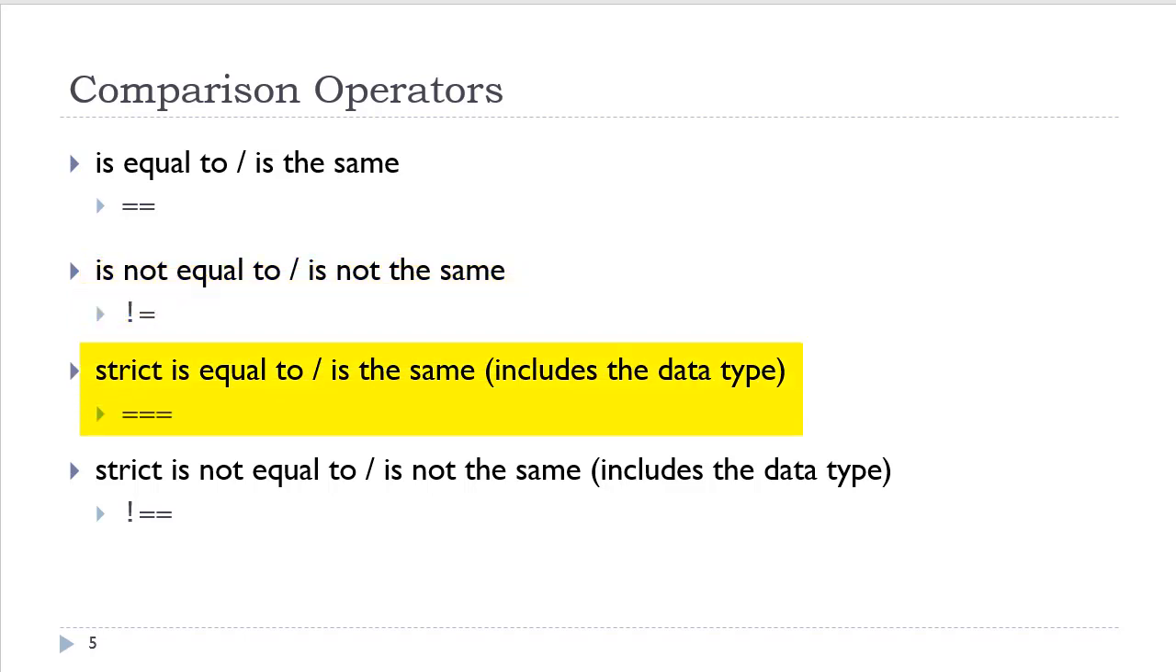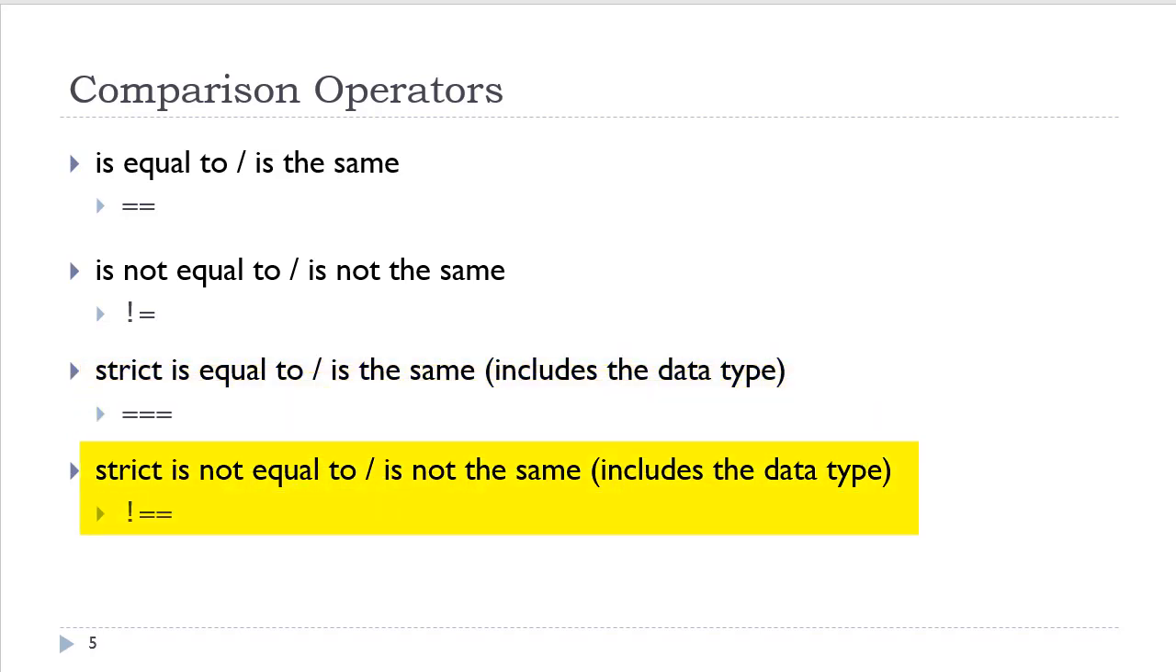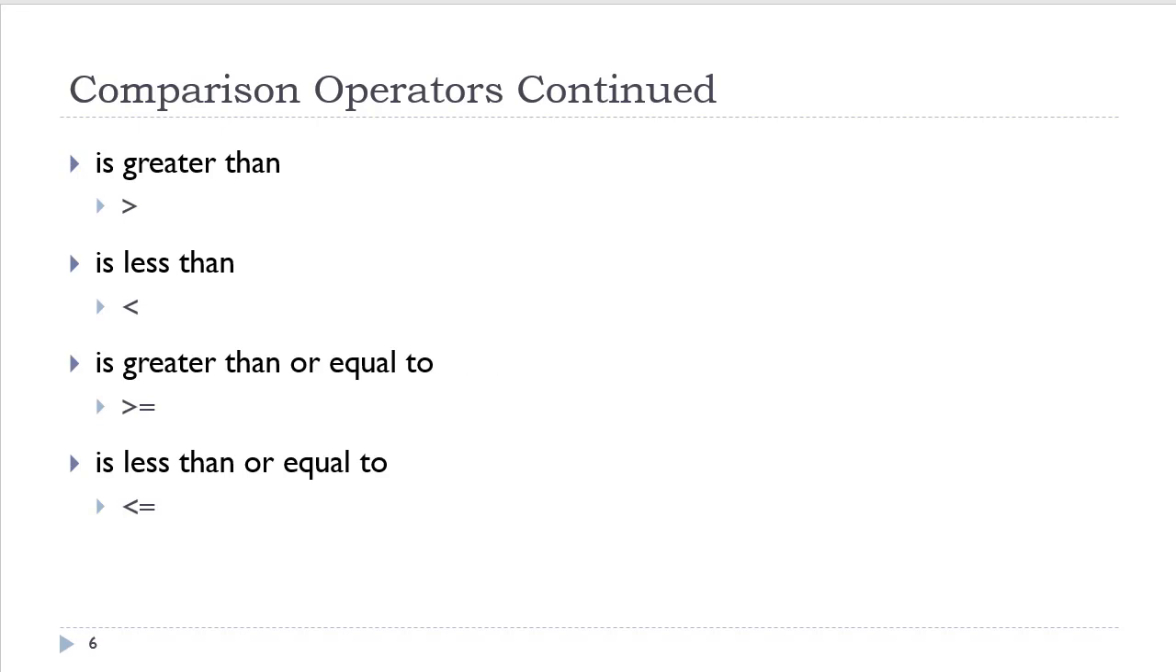The strict equal and the strict non-equal. The strict equal, equal equal equal, that is the operator. What that does is it not only compares whether both things are the same, it also compares the data type. Do they have the same data type? And now we have the strict not equal. It determines whether they're not equal, not just the values, but also the data type. We have greater than, less than, greater than or equal to, less than or equal to. Most of these operators you've probably seen before in math.